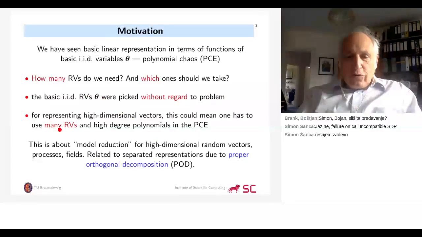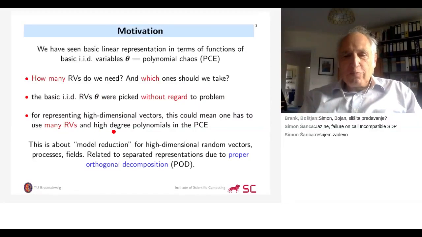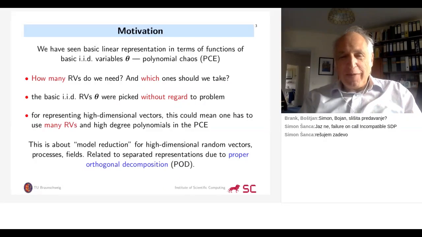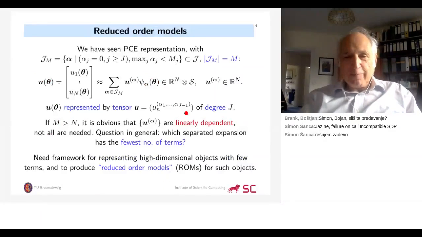So we want to avoid using too many random variables and too high degree polynomials. All of this blows up dimension, blows up the numerical work we have to do, okay? So this is model reduction for stochastic systems. And the main thing I'm going to show is related to something you probably all know, proper orthogonal decomposition, which is mathematically absolutely the same thing, just in a different color, so to speak.